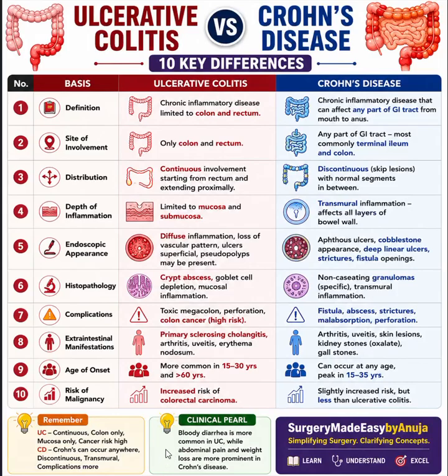So bloody diarrhea is more common in ulcerative colitis as a clinical feature, whereas in Crohn's disease, we see abdominal pain and weight loss as prominent clinical features.